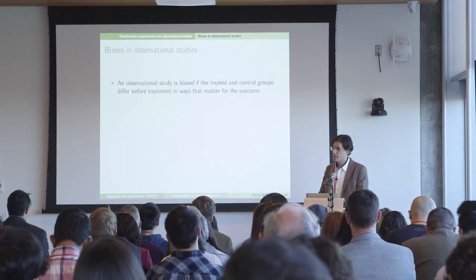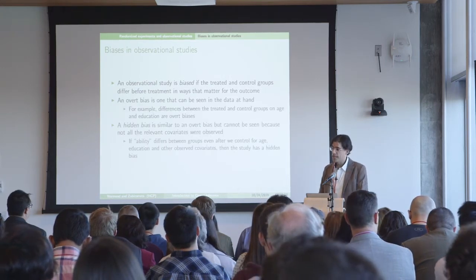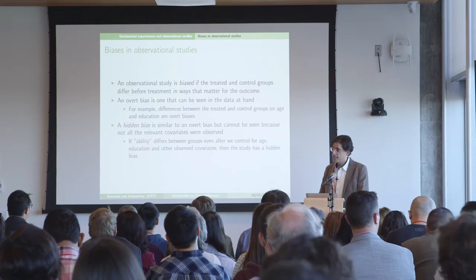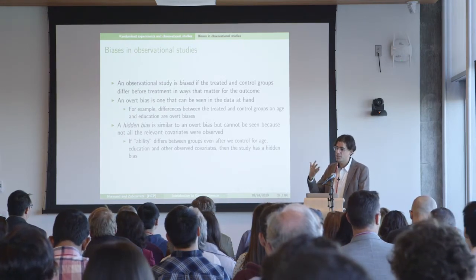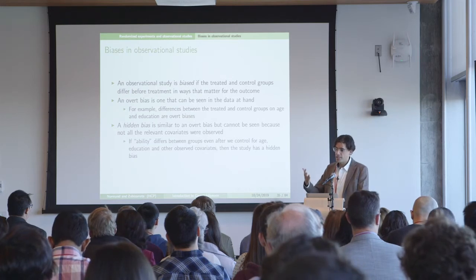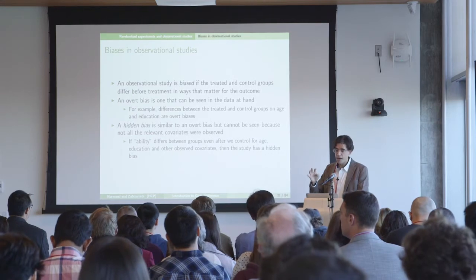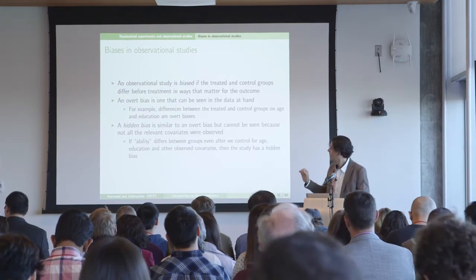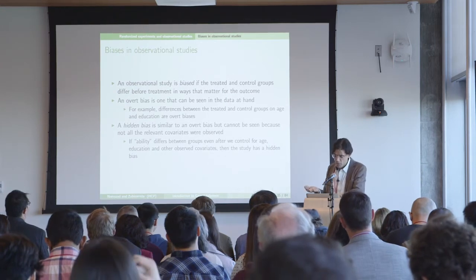Biases due to variables that we can see, which we're going to call overt biases. Overt biases are biases that we can take care of by using some form of adjustment: matching, subclassification, regression, which in my mind are all forms of weighting. So overt biases can be taken care of by some form of weighting.